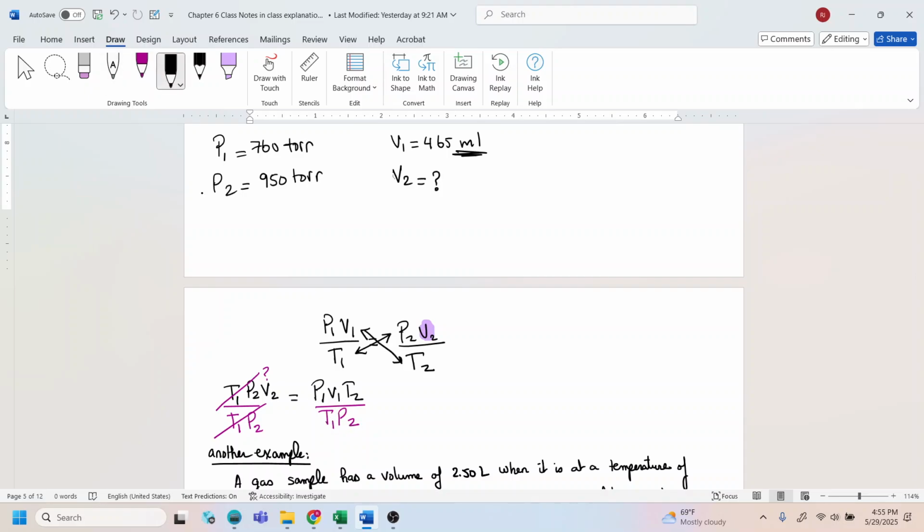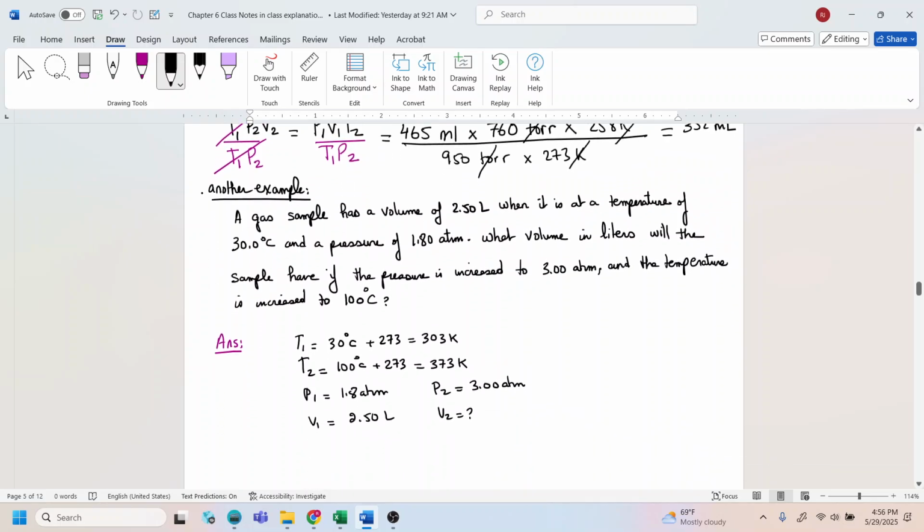And then I go ahead and substitute. Every time you substitute, include the unit so that you know that you are on the right track and you see the units canceling out. So this is 258 Kelvin divided by 950 torr multiplied by 273 K. So the K and the K cancel out, the torr and the torr cancel out, and your volume is going to be in milliliters. Let's have another example.